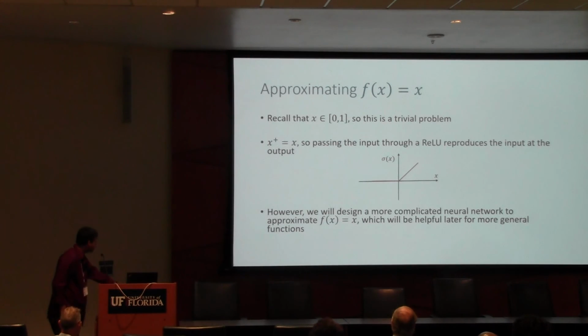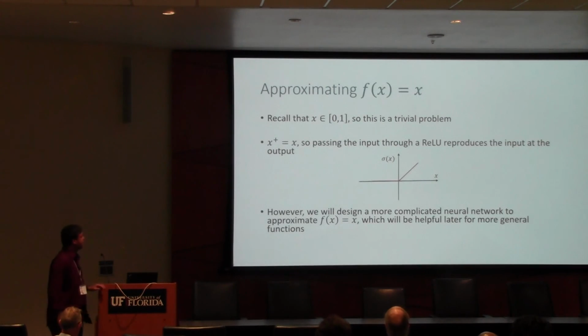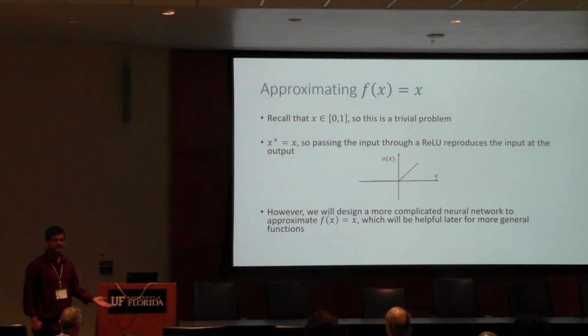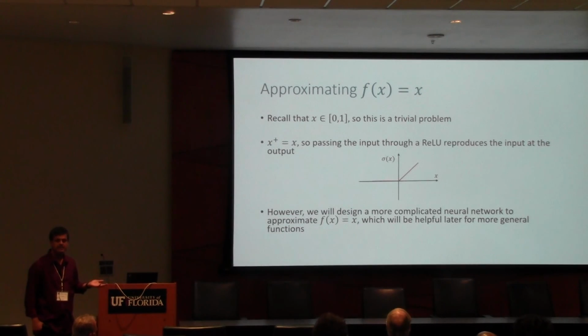I went through this maybe a little too quickly. I'm assuming x, the input, is between 0 and 1. Since the input is between 0 and 1, x plus, the positive part of x, is the same as x. So all I need is just a single neuron. I give it x, and then sigma of x will give me x again. It's trivial.